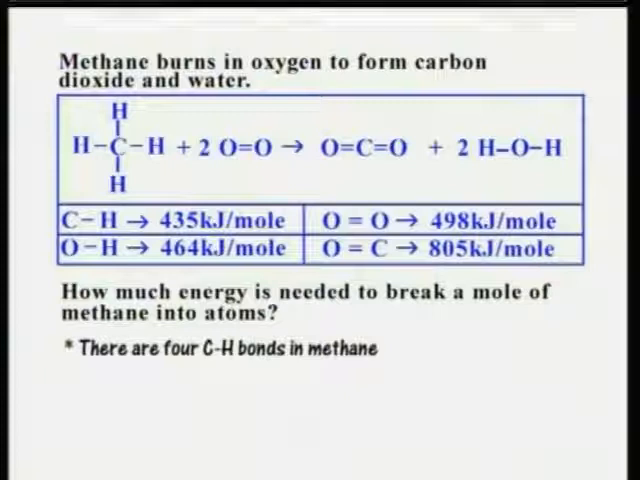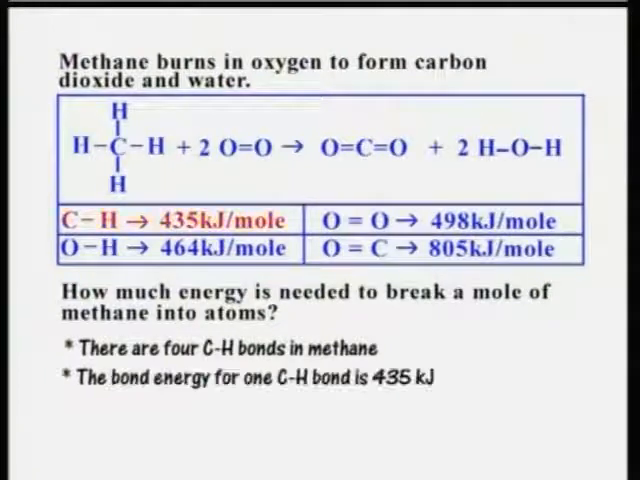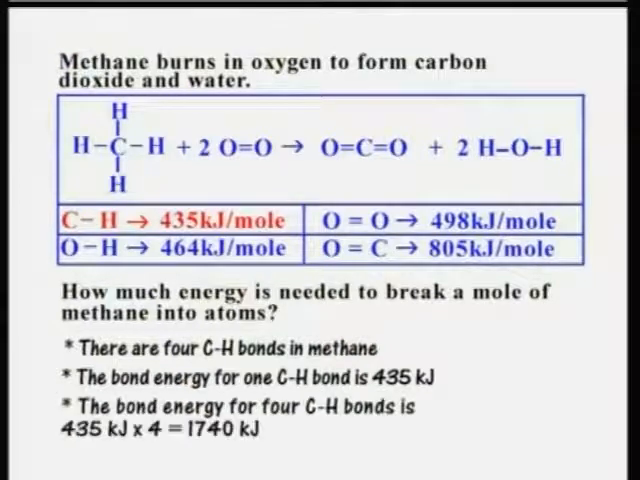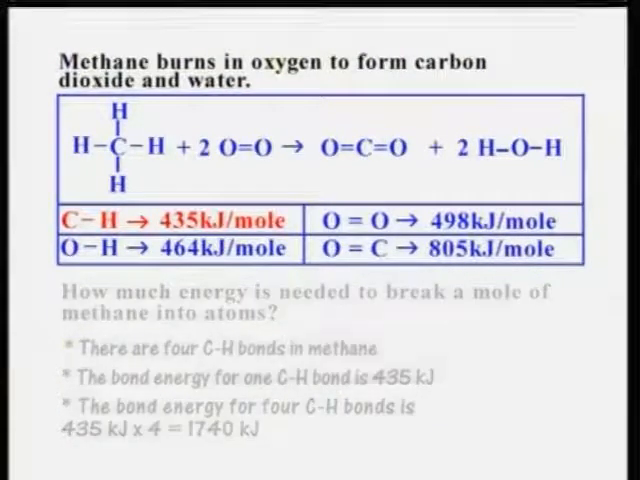There are 4 CH bonds in methane. The bond energy for one CH bond is 435 kilojoules. So the bond energy for 4 CH bonds is 435 times 4, that's 1,740 kilojoules.